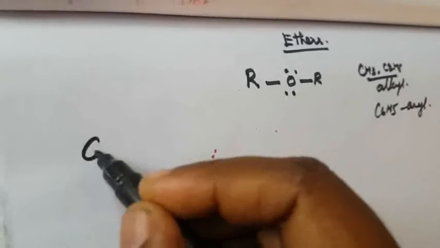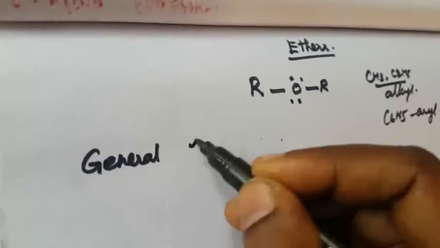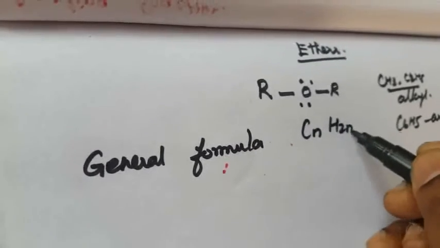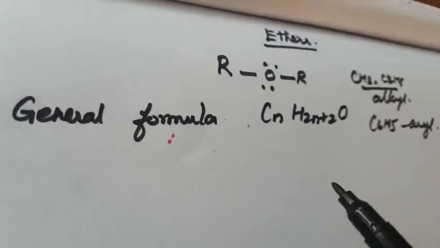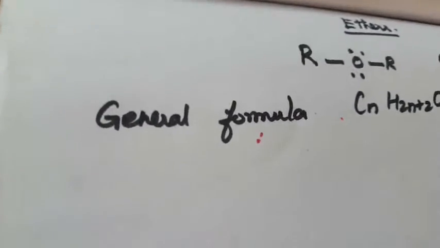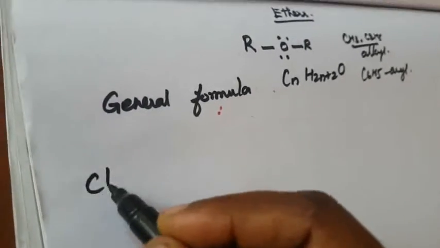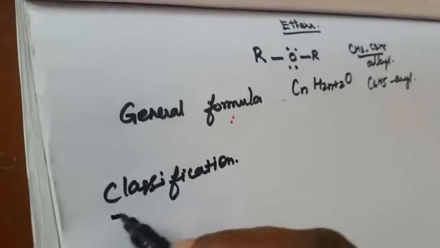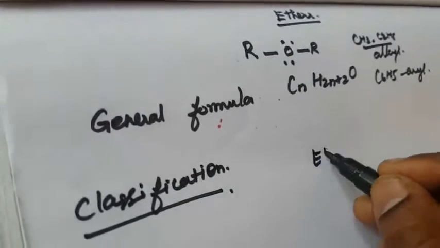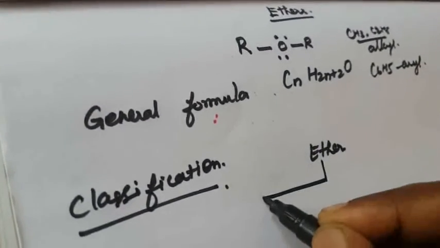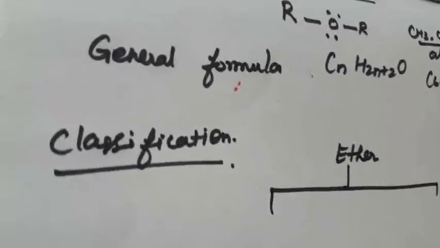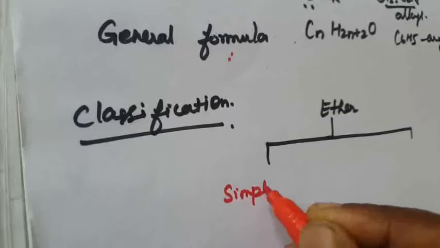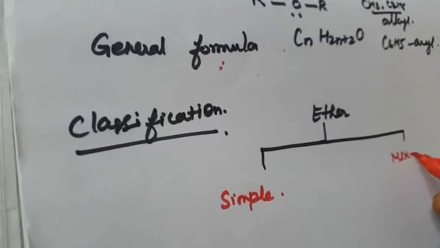What is the general formula? General formula of ether, CnH2n+2O. Okay, so this is the general formula of ether. First one is, what is the classification of ether? Ethers are classified into two types, that is simple ether and mixed ether. What is meant by simple ether? What is meant by mixed ether?